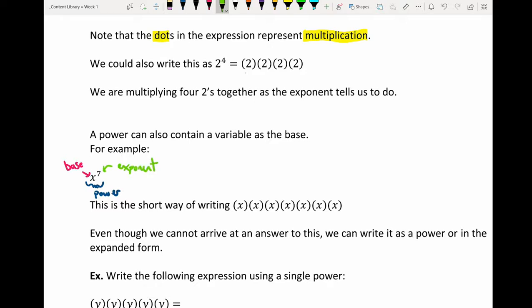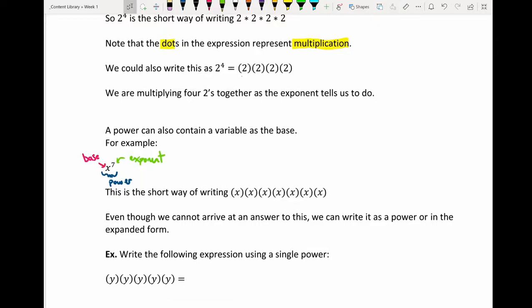Again, this is the short way of saying the base times itself 7 times, or x times itself 7 times, which is x times x times x times x times x times x times x. Even though we can't come to a final answer, we can still write this as a power or in expanded form. And expanded form is basically this entire thing. Expanded form is just expanding it.